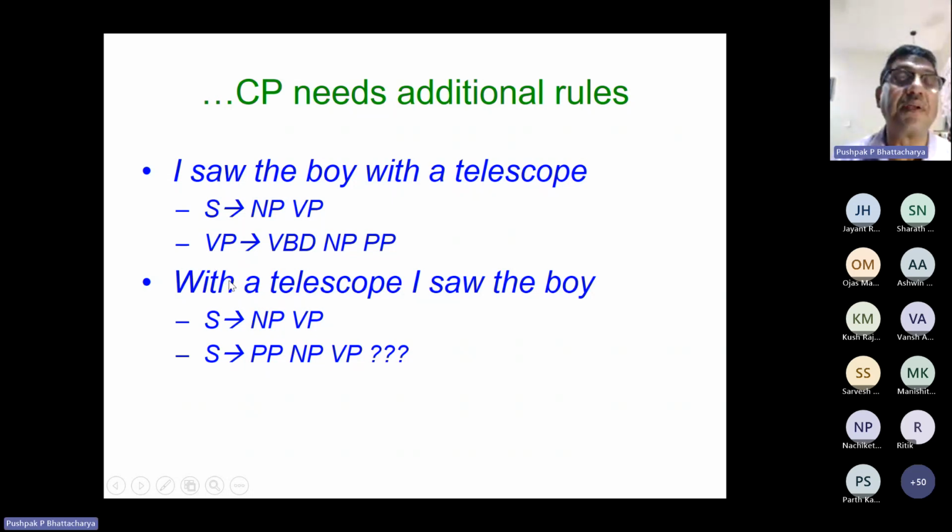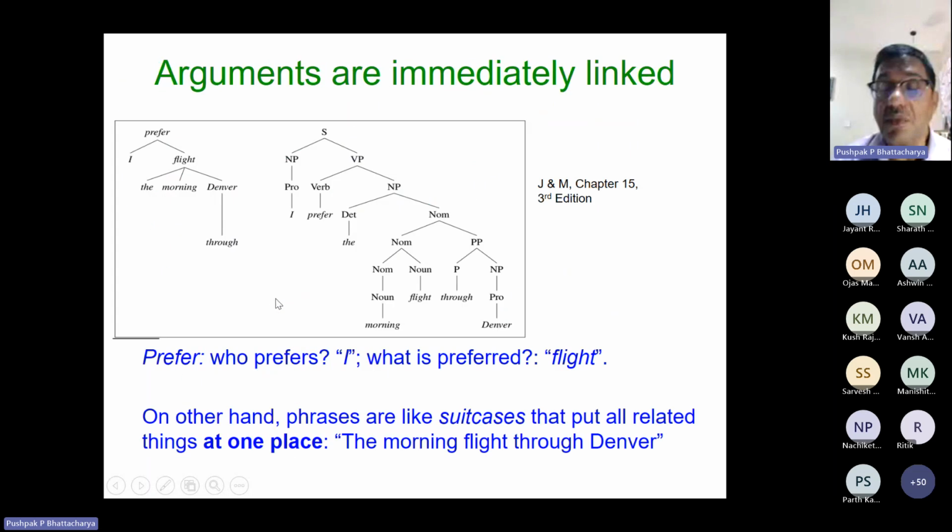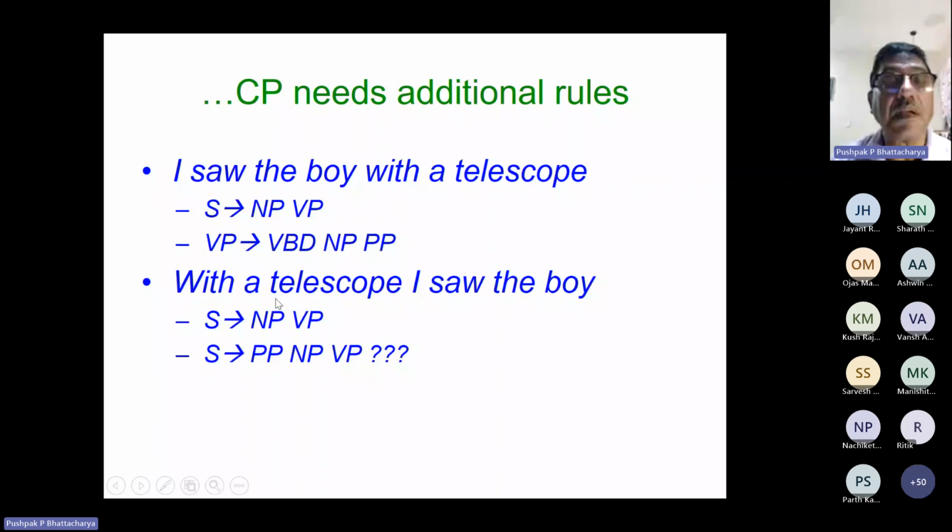But you can also have a non-canonical form. With a telescope, I saw the boy, where you want to give emphasis to telescope. With what did I see the boy? With a telescope. So here S goes to NP VP is fine. But now, S goes to PP and NP VP, that is a question mark. So with a telescope is PP, I is NP, saw the boy is VP.